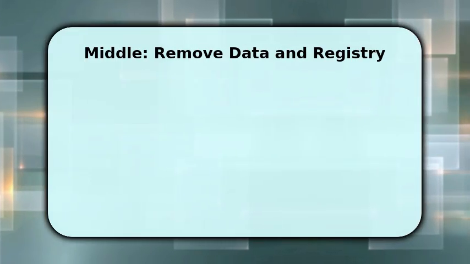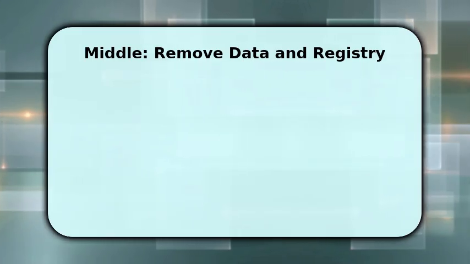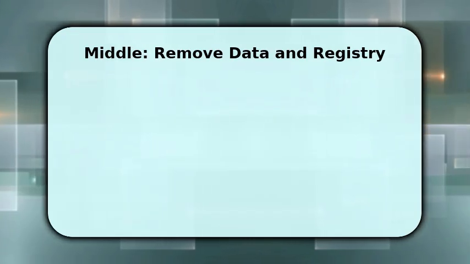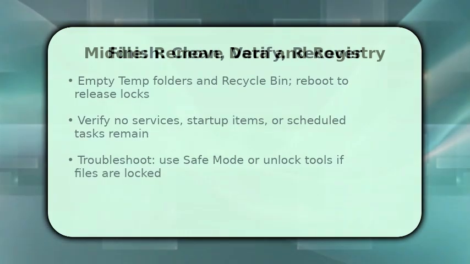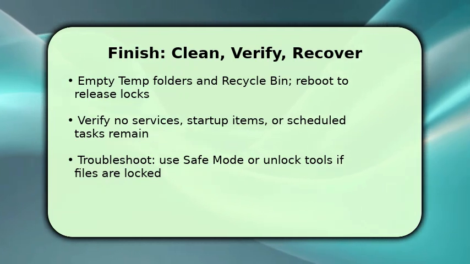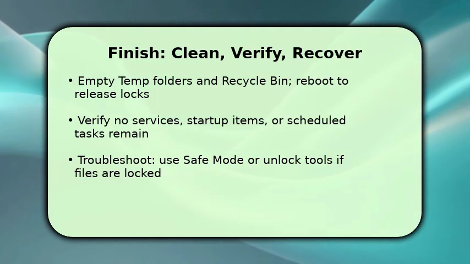For Windows registry cleanup, open regedit, export the key you'll edit. Then delete only keys that clearly match the app name or publisher. Finish by cleaning temp storage and emptying the recycle bin, then reboot to ensure any locked files are released.